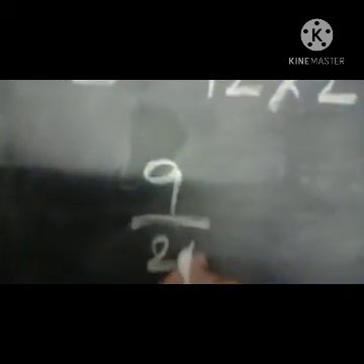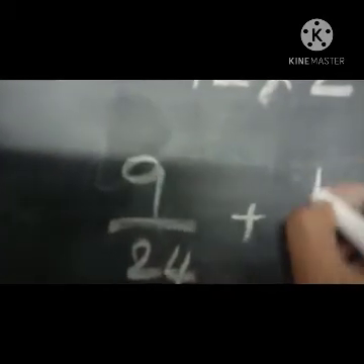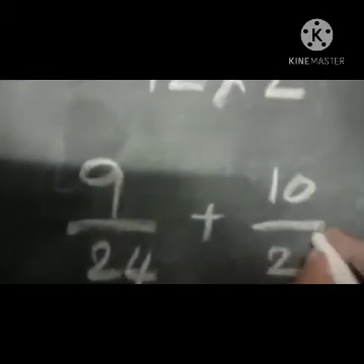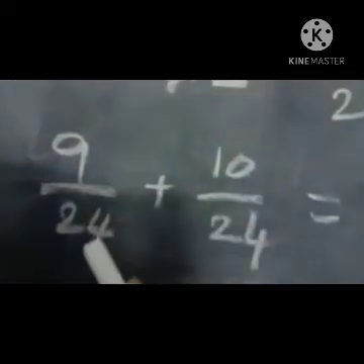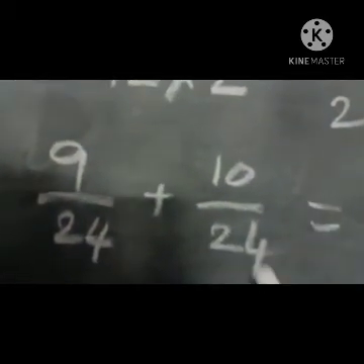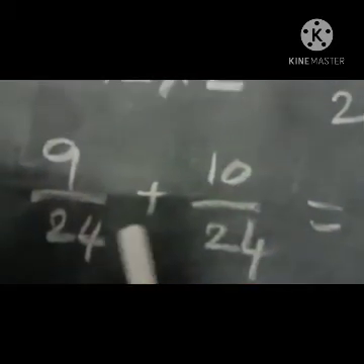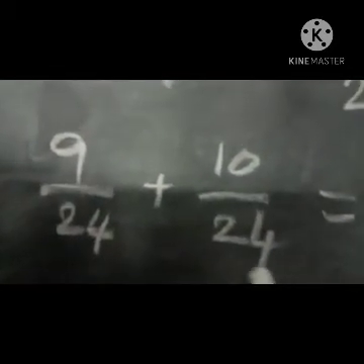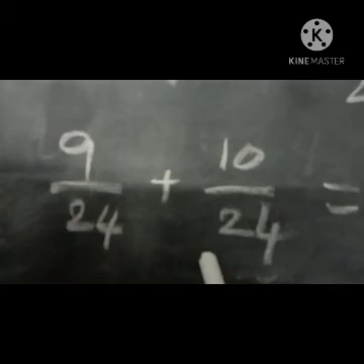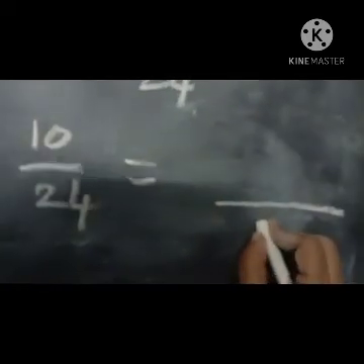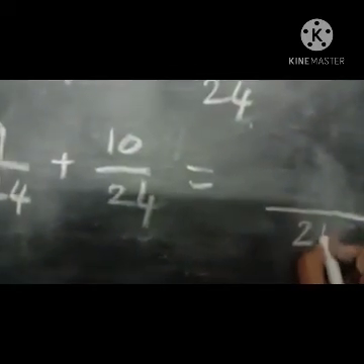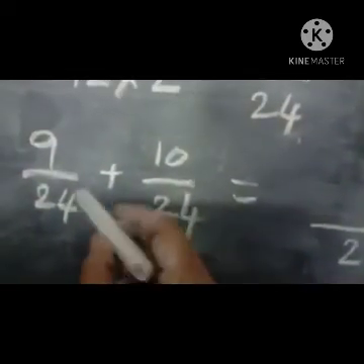9 by 24 plus 10 by 24. Okay. Now what are the numbers here? 9 by 24 plus 10 by 24. Here we have to do it simply. Why? Because the denominators are the same, no? These are like fractions. So we have to add only the numerators. Just write the denominator. What is the denominator here? 24. Now add the numerators.